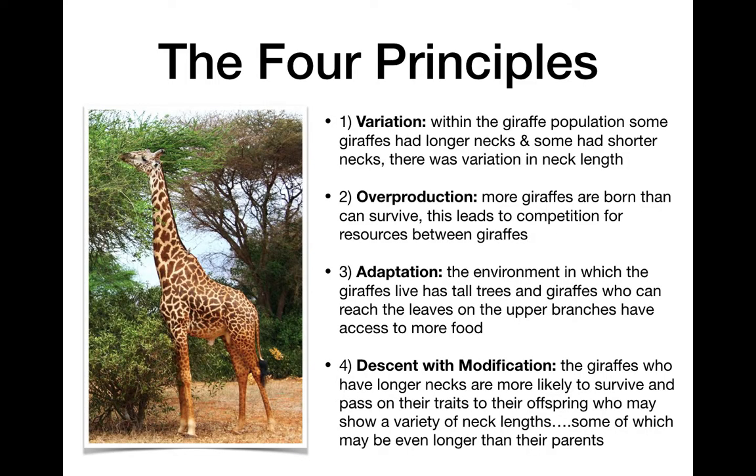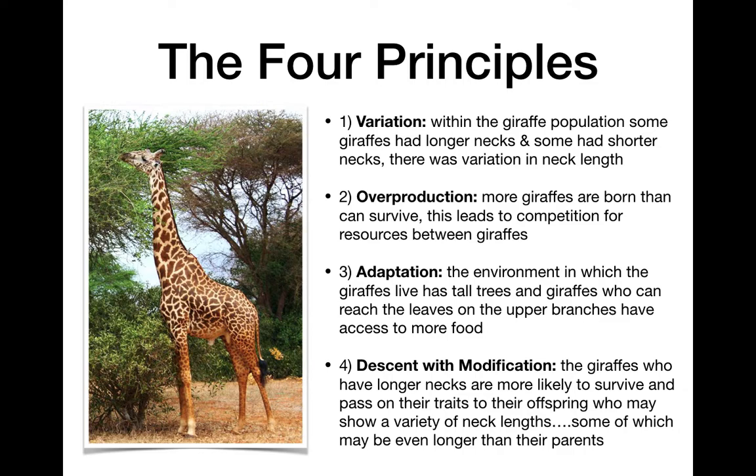Okay, so here are my answers. Variation: in the current giraffe population, there is variation. Some giraffes have longer necks, some giraffes have shorter necks. There's variation in neck length. Not everyone has exactly the same neck. Overproduction: there are more giraffes born in a certain year, or in the general population, than can survive.